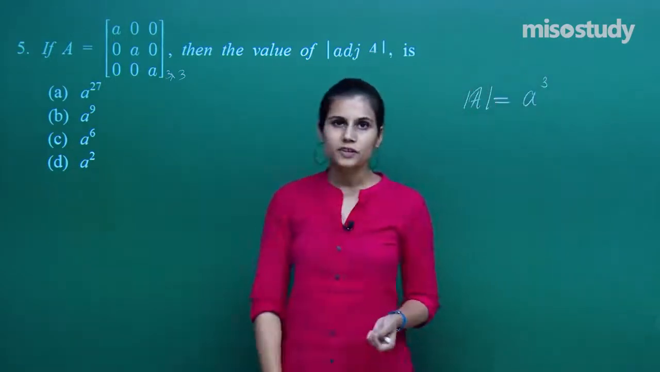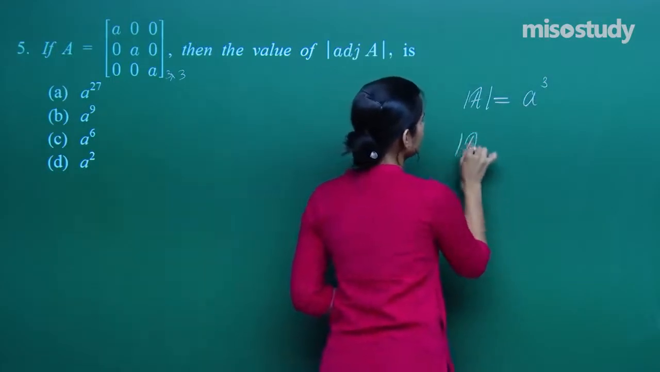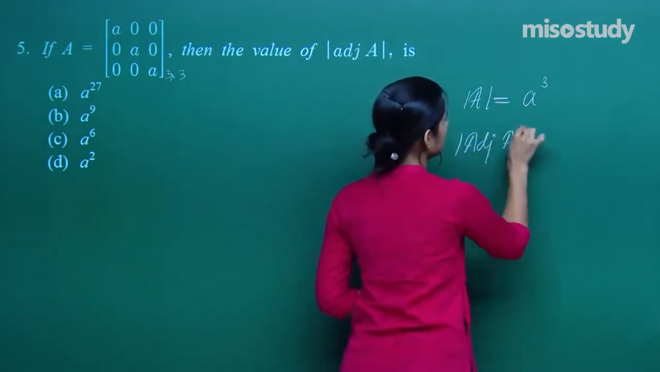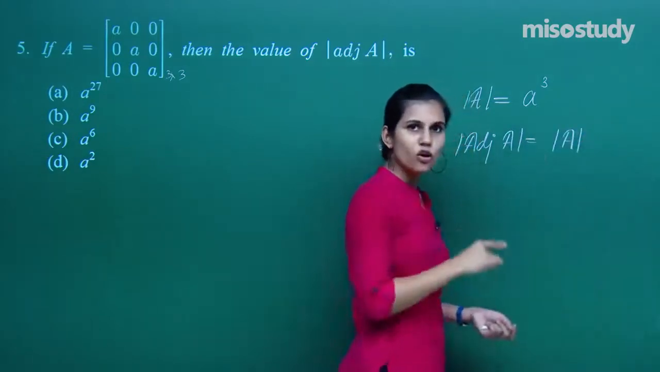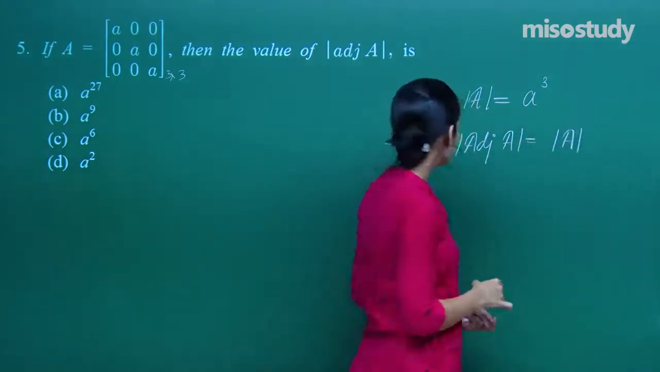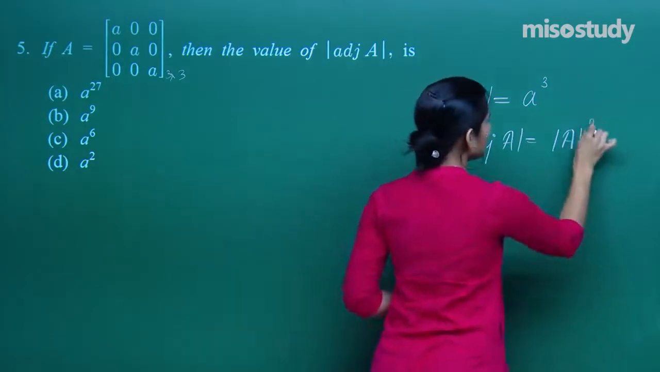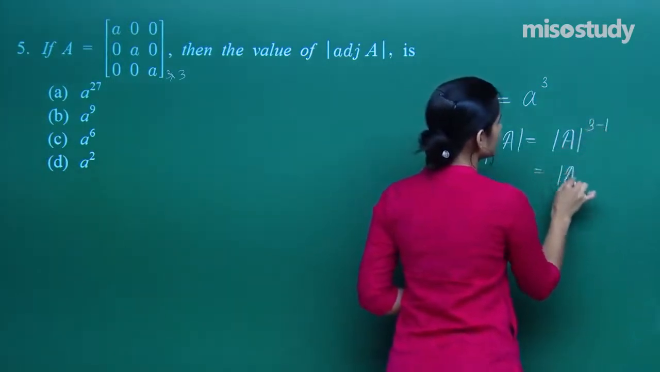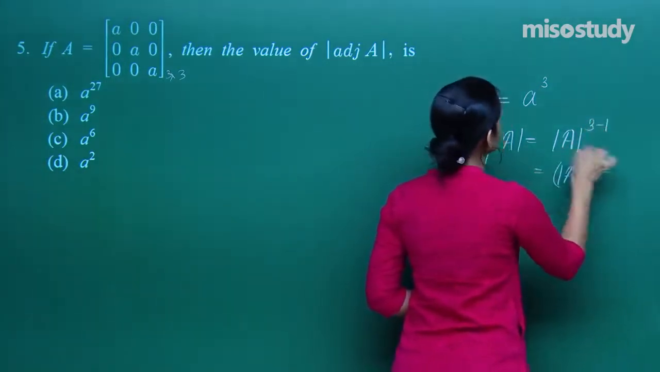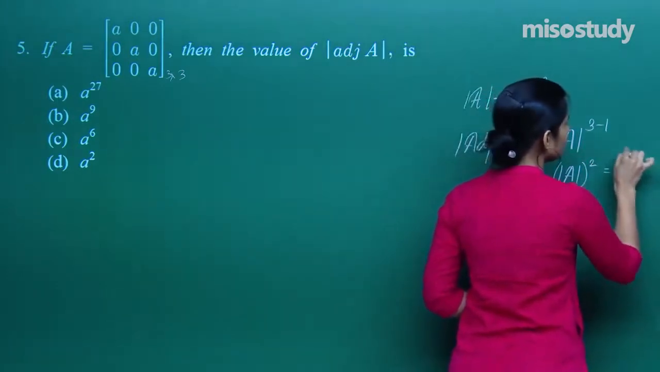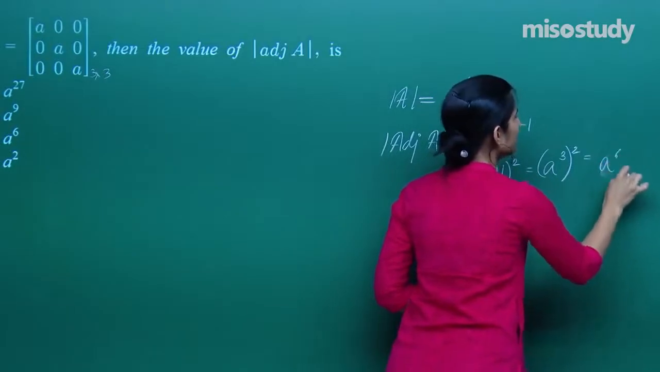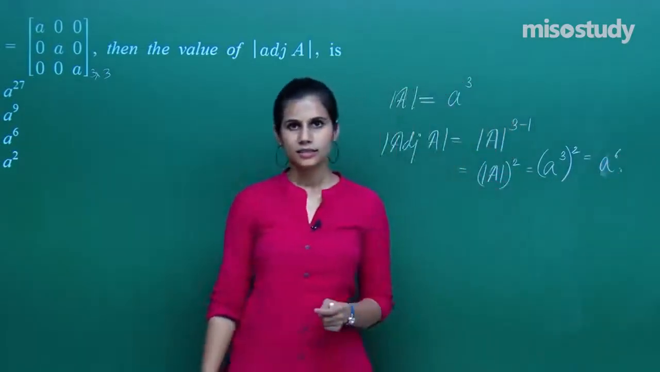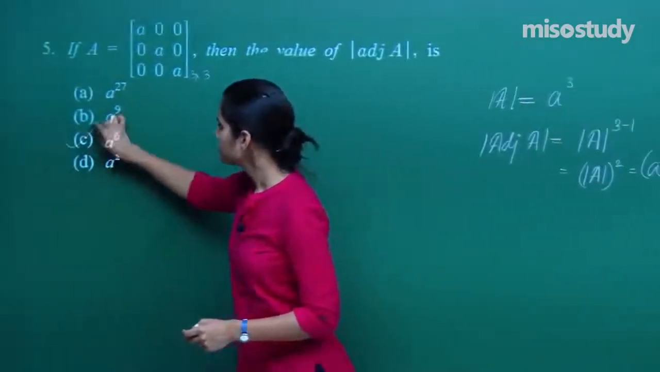What is the determinant of the adjoint of A? It is the determinant of A to the power n minus 1, where n is the order of matrix A. But here the order of matrix A is 3, so this will be 3 minus 1, which is the determinant of A to the power 2. Determinant of A is a cube, to the power 2 is a to the power 6. Clear? And that is your answer.